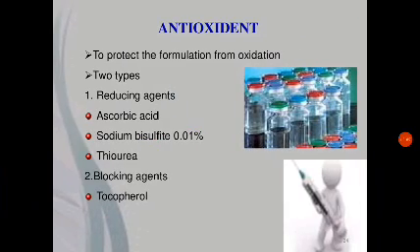Then antioxidants, these are used to protect the formulation from subsequent oxidation. And there are two classes of antioxidants. Class 1 is called reducing agents, which include ascorbic acid, sodium bisulfite and thiosulfate, thiourea, etc. Then some blocking agents are also there, which entrap the oxidizing moiety. A commonly used blocking agent is tocopherol.